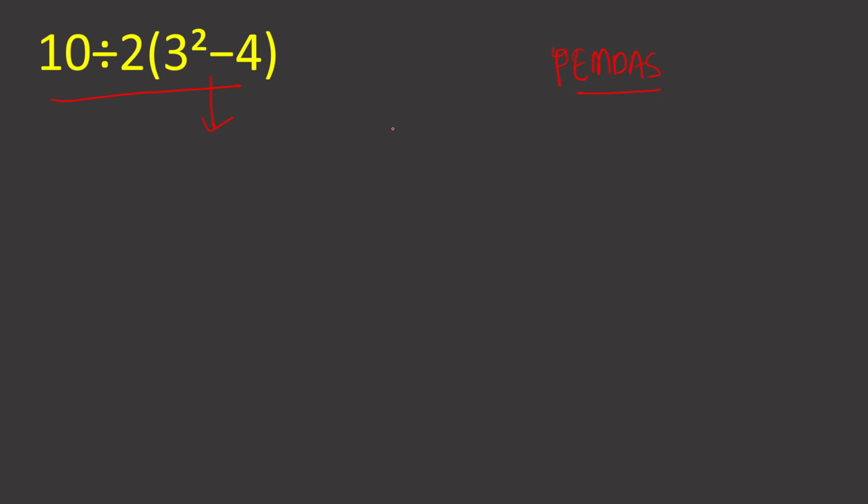First preference is parenthesis, so 3 square can be written as 3 times 3, which equals 9 here. And we will write 9 minus 4 here. And 9 minus 4 will give here the result 5.